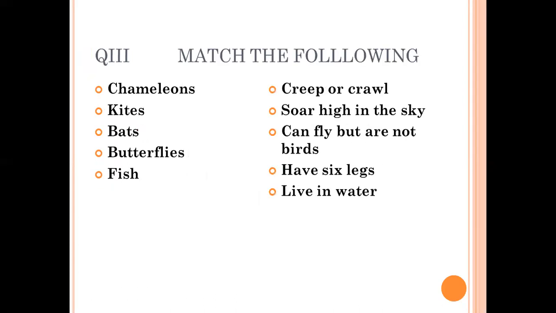Question 3, match the following. Underline it. You'll write number 1 in the margin, chameleon. They creep or crawl, so they are reptiles. Now kite. Kite is the name of a bird. They soar high in the sky. Bat, as I told you, bats can fly, but they are not birds and they come in the category of mammals. Butterflies have 6 legs. Fish live in water. So see that you write your answers correctly.